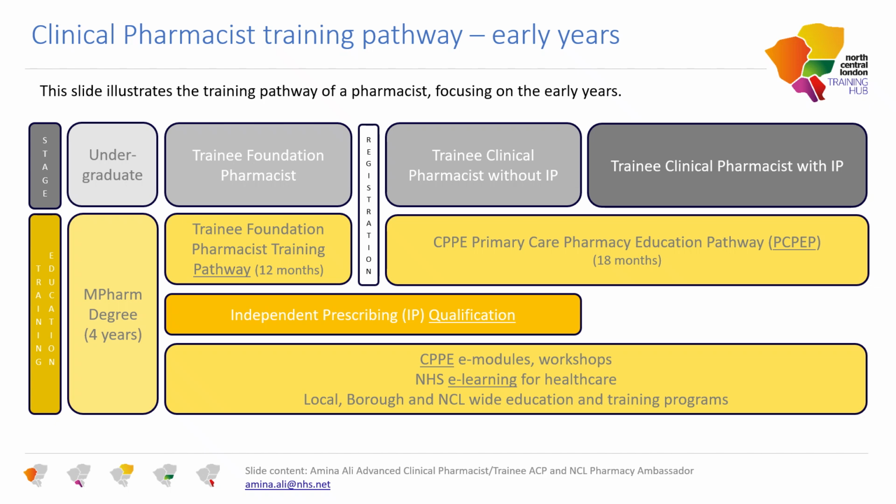Pharmacists employed under the ARRS roles must complete the CPPE primary care pathway, which is an 18-month programme and requires protected learning time. In most cases, for most pharmacists undergoing this programme, who are not already independent prescribers, they would complete the independent prescribing qualification at the end of this course.